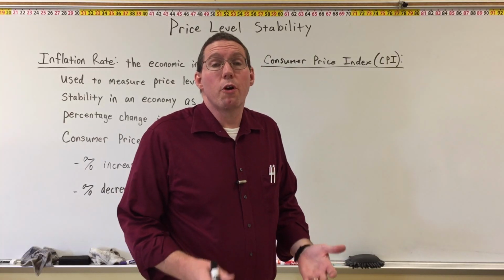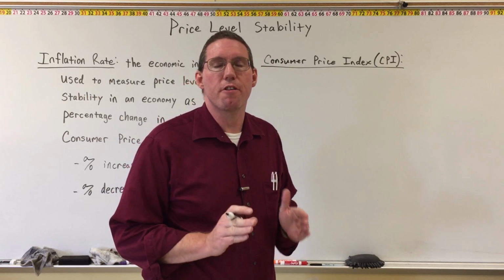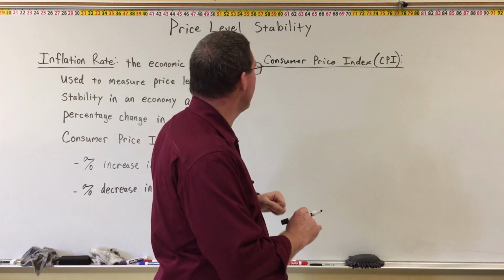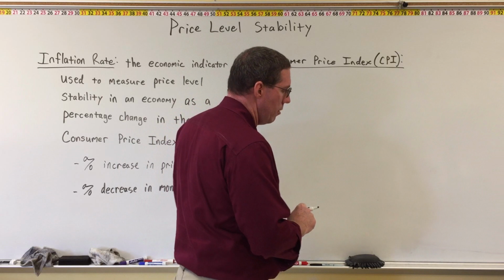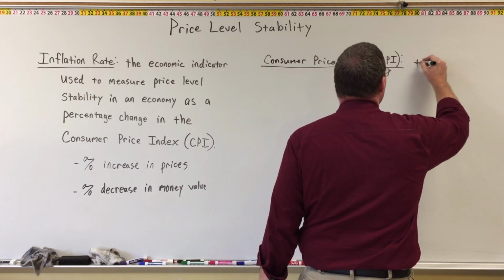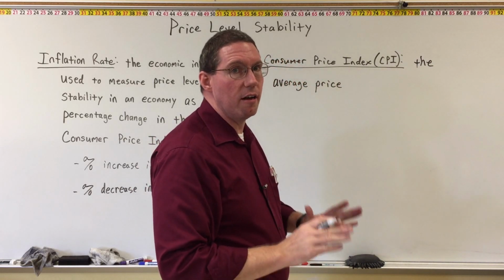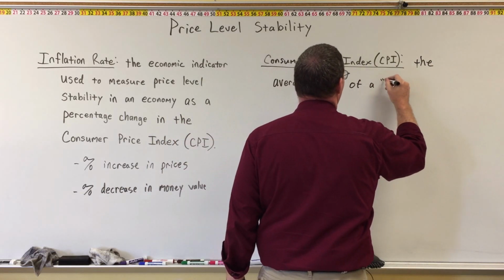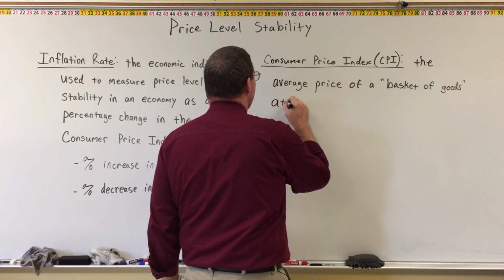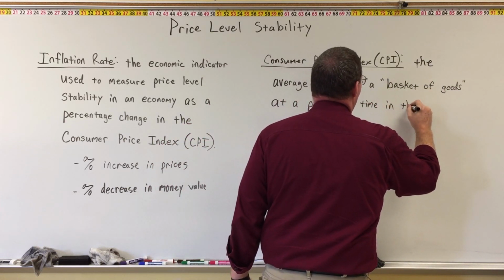All right, so now you might be wondering, where in the world did all those numbers come from? How did they determine those very specific numbers for each one of those years? Well, let's go ahead and identify a definition of the Consumer Price Index. The Consumer Price Index is the average price of a basket of goods at a particular time in the economy.